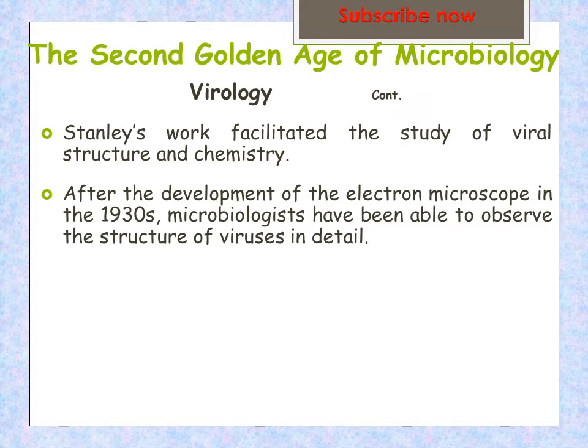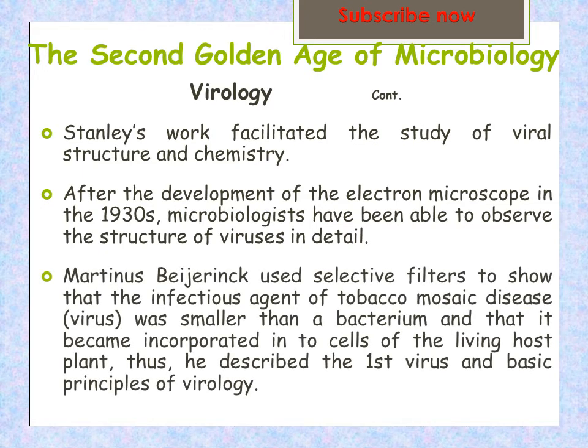Martinus Beijerinck used selective filters to show that the infectious agent of tobacco mosaic disease, that's a virus, was smaller than a bacterium and that it became incorporated in the cells of the living host plant. Thus, he described the first virus and basic molecular genetics.